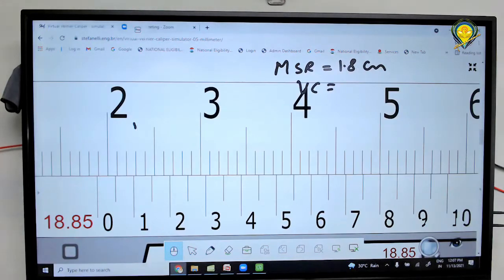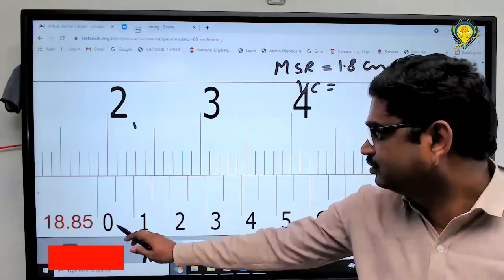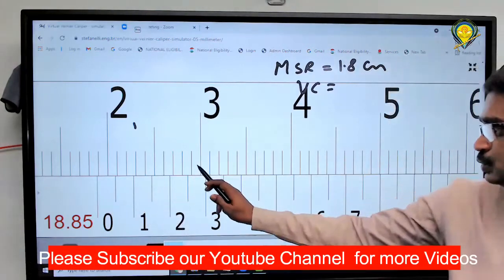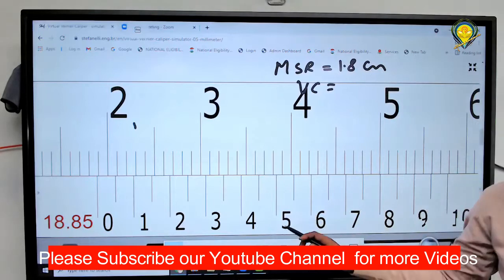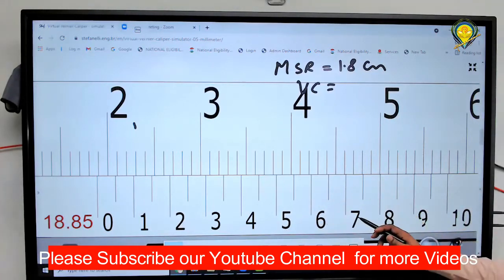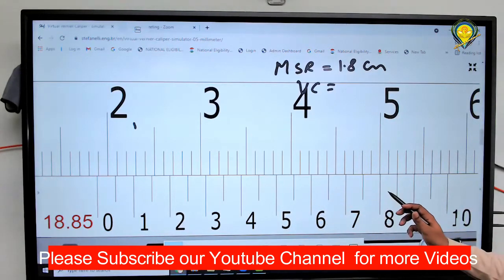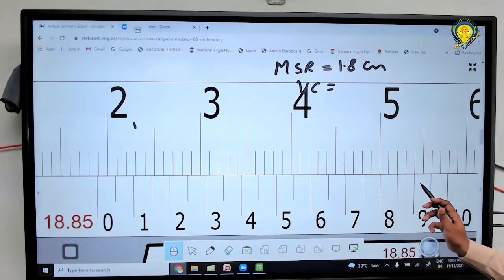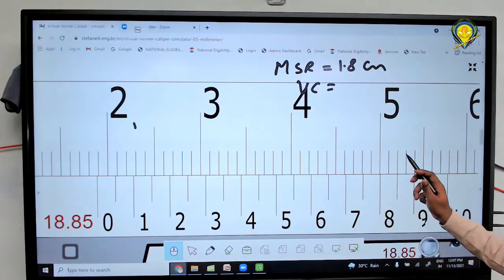So check this once. Did the 0 line coincide? No. Next 1, 2, 3, 4, 5, 6, 7, very near. 8 also very near. So this one exactly coincides.